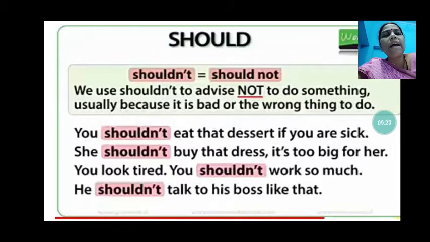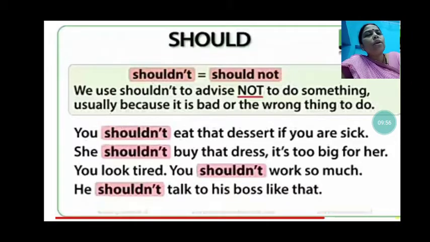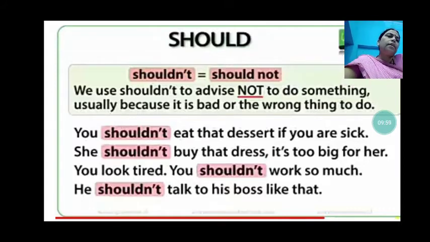Now, we shouldn't buy that dress. She shouldn't have bought that dress if it's too big for her. So it's too big, the dress she shouldn't buy. Then, you look tired. You shouldn't work so much. So you're very tired. What should you do? You should take rest. You shouldn't work so much. Then, he shouldn't talk to his boss like that. So to his boss he should have talked politely instead of talking in that manner. What should he do? He shouldn't have talked to his boss like that.